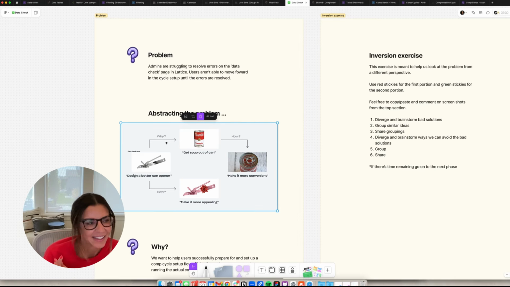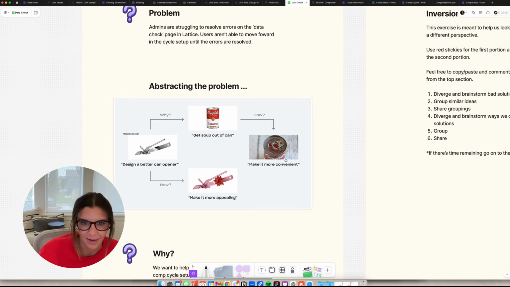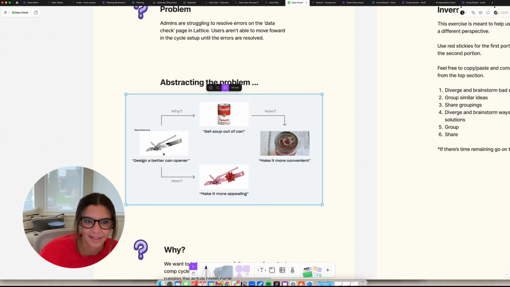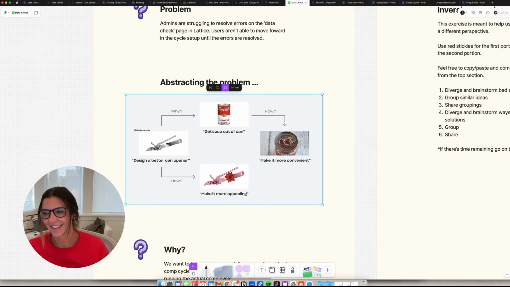Yeah, I think in this project, we were still in the exploration phase, so everyone was really open to stepping back in this case. But I keep this image on hand. It's from former colleague Wes O'Hare. He had a blog post of this, and it's just about abstracting the problem. And so here it's design a better can opener, and it's why, to get the soup out of the can, and how to make the can opener on the can.